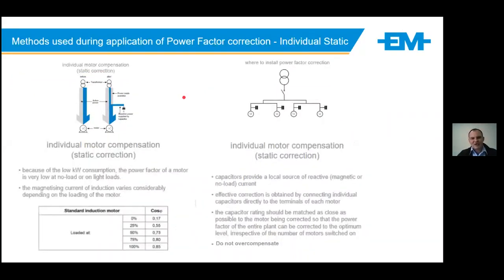Another method that used to be applied a while ago is what we'd call individual motor compensation. At this point, the capacitor is installed directly on the motor. Effectively, the correction is done at each motor. The capacitor rating should be matched as close as possible to the motor being corrected. Do not overcompensate. Another very important point is, what is your disconnection method with that capacitor?